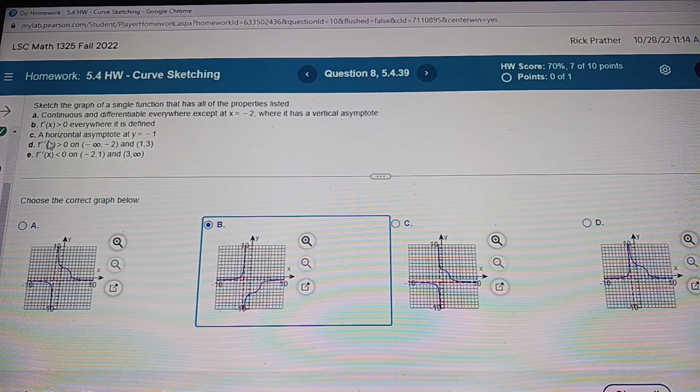But just to confirm it, there's a horizontal asymptote at -1. Yes, that's true. The second derivative is greater than 0 in 2 different intervals. Those are concave up. So it's concave up from -infinity to -2. Yes, see how that's curved up all the way from there to there. It's also concave up between 1 and 3, which is there to there. See that curvature upward right there. And it's concave down on the other 2 intervals. From -2 to 1, it's concave down. And from 3 to infinity, it's concave down. So yes, this is all true for graph B.